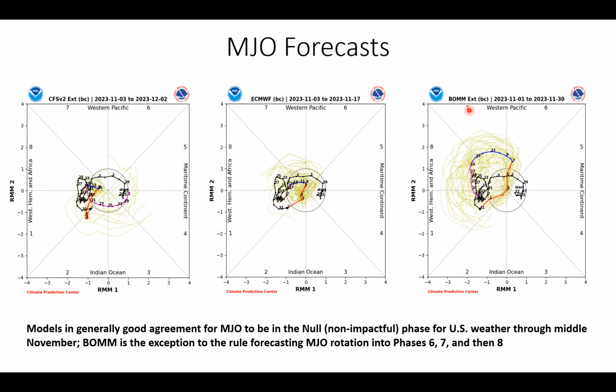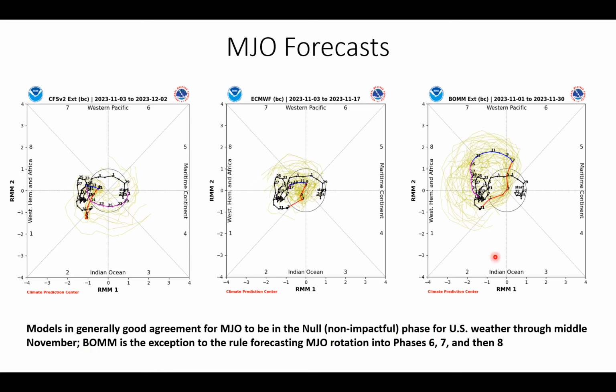And then the Bureau of Meteorology model, BOM extended. This was released on the 1st of November, so it's a couple days older. I don't have the latest one as of today just yet. Just wanted to show you the differences in the models. In general, BOM is also indicating an MJO in the null phase, center of the diagram here. And then that MJO rotates into phase 7 and phase 8 as we go through the early to middle parts of November. So overall, models are in generally good agreement for the MJO in the null, non-impactful phase right now for U.S. weather, so not really seeing much impact from the MJO through the middle part of November.